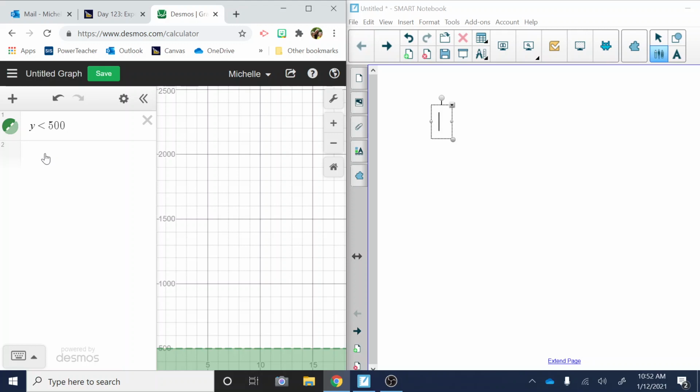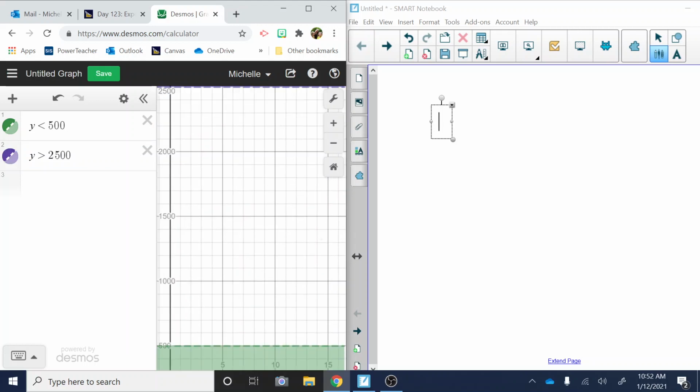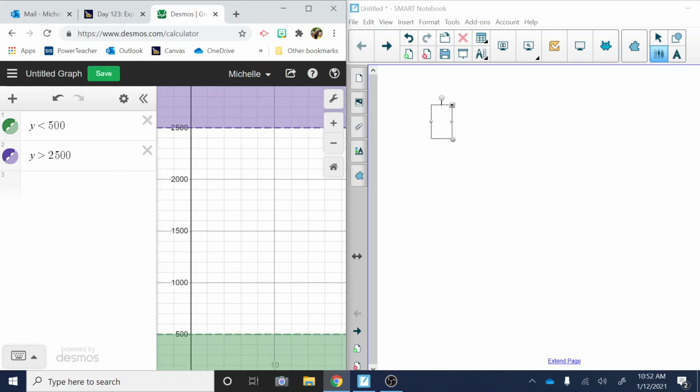I also don't want it to go above 2,500. So Y above 2,500 milligrams would also be bad. See that purple region up there? I don't want it to go that high because that'd be bad. So I've got to keep it in this sweet zone here in the middle. Okay, so that's my target.